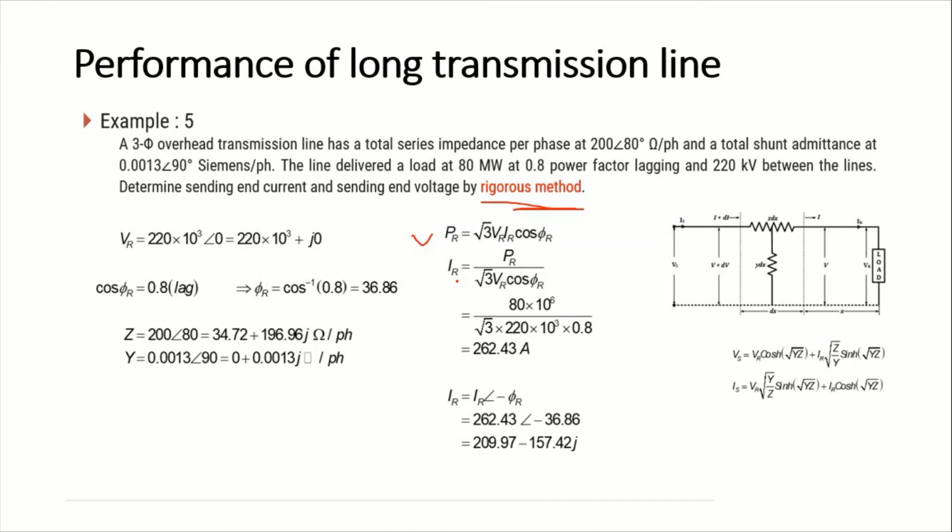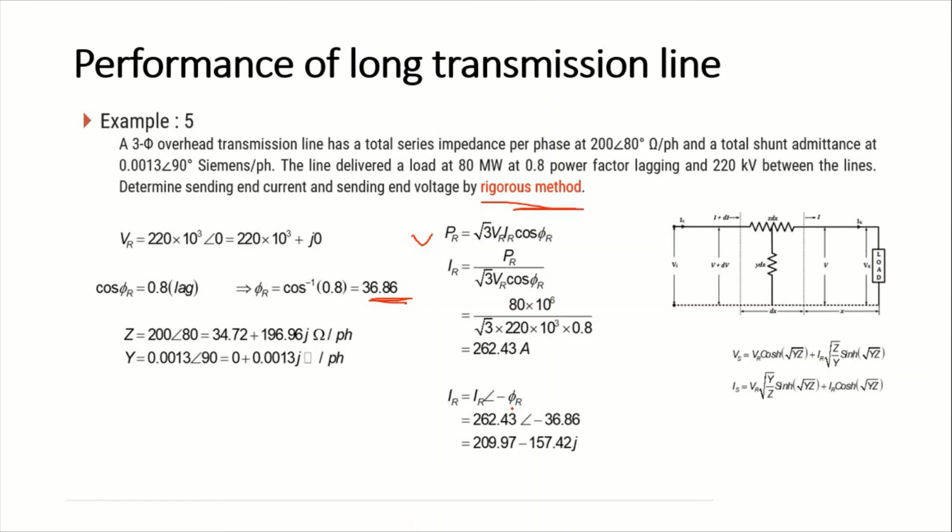So the value equation of IR becomes IR is equal to PR upon root 3 VR cos phi r. PR value is 80 into 10 raised to 3 upon root 3 into 220 into 10 raised to 3 into 0.8, and the value of IR we get is 262.43 ampere. This is the magnitude and the angle is 36.86, but minus because there is a lagging of current IR from the VR.